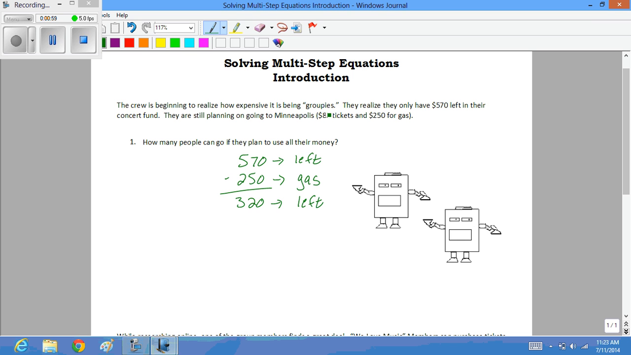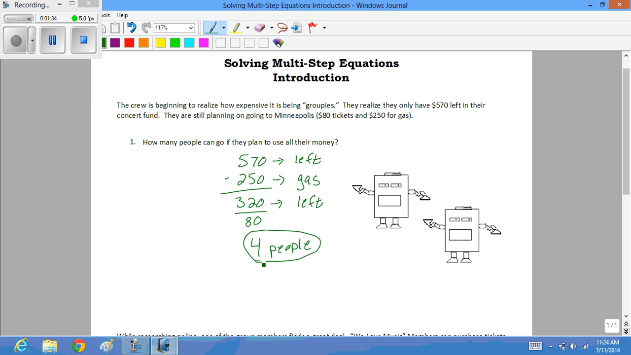So when we group things, that's actually dividing. And start getting used to using a line for division because it's the easiest way to solve equations, which is what we're going to do in this section. So I have $320 and I want to divide that into groups of 80 to see how many tickets I can buy. Well, 320 divided by 80 is 4. So it looks like 4 people can go. Okay, that's one way that we can solve this problem.